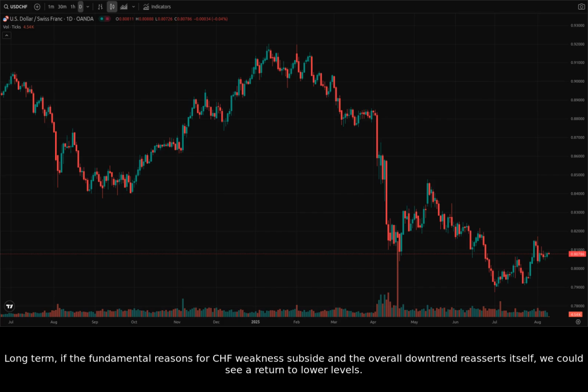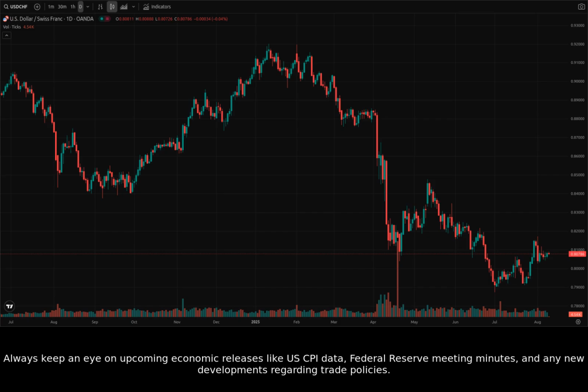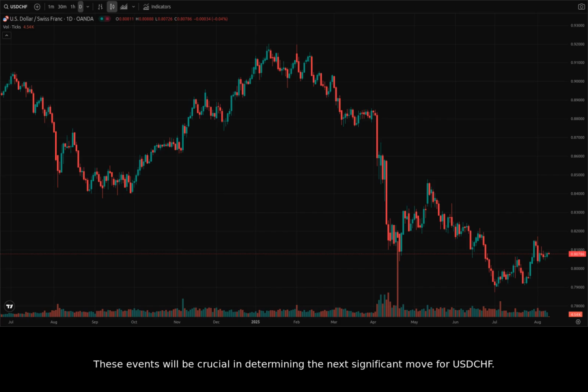Long-term, if the fundamental reasons for CHF weakness subside and the overall downtrend reasserts itself, we could see a return to lower levels. Always keep an eye on upcoming economic releases like U.S. CPI data, Federal Reserve meeting minutes, and any new developments regarding trade policies. These events will be crucial in determining the next significant move for USDCHF. Remember to combine fundamental analysis with what the charts are telling you.